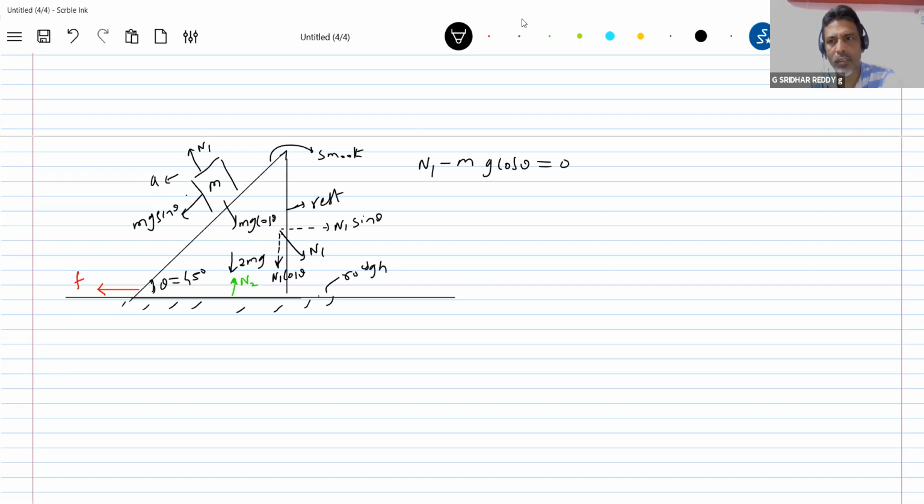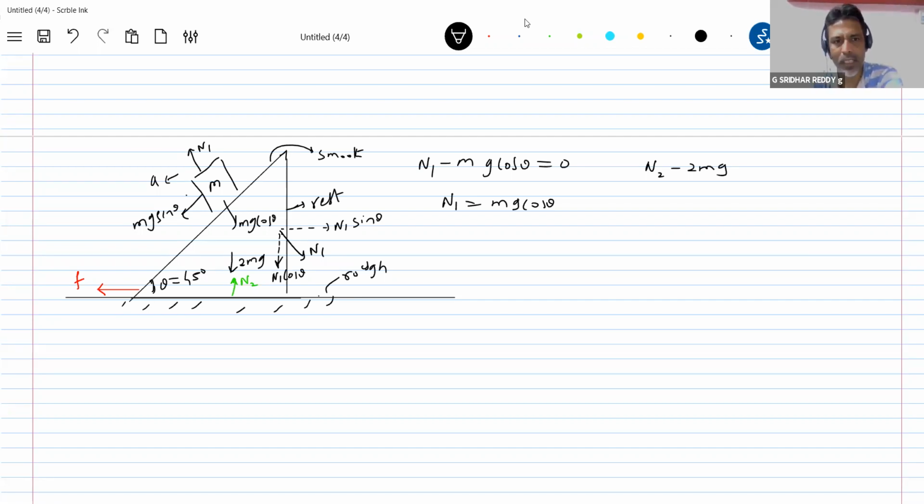Because what is the net force on the block perpendicular to the incline? It should be 0. So what is n1? n1 should be equal to m1g cos theta, or mg cos theta. This is the one equation. Now, what is n2? Looking at this on the wedge, n2 minus 2mg minus n1 cos theta equals 0.